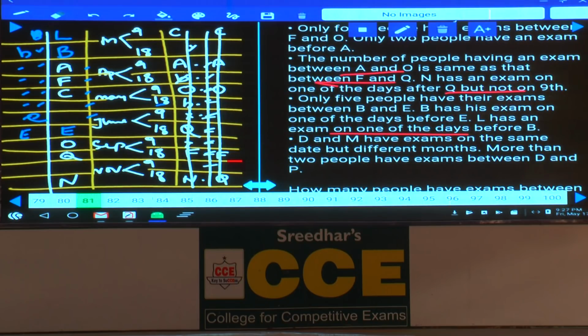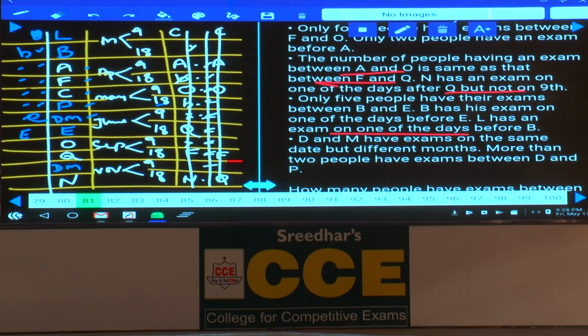And more than 2 people between D and P. As more than 2 people between D and P, and D and M, but different months. Now between D and P. Now D and M on the 9th. D or M will be here and next one D or M will be here, isn't it? If D or M in these 2 places, then who is the person left over? P is the person left over. Hence P must be on May 18th.